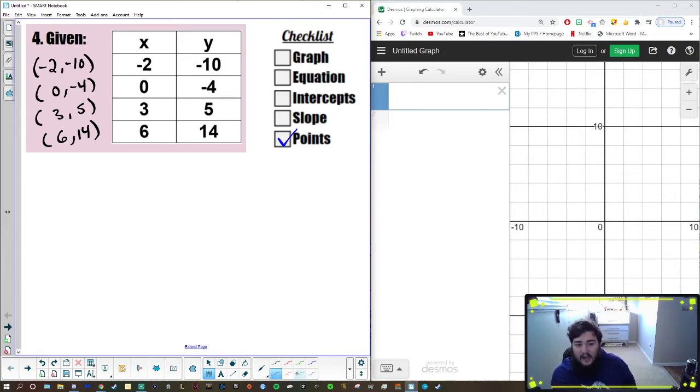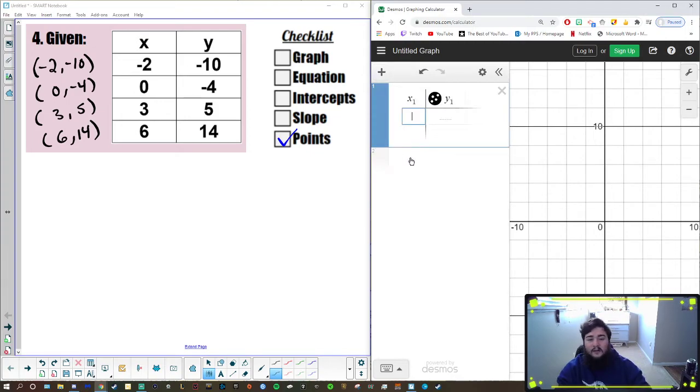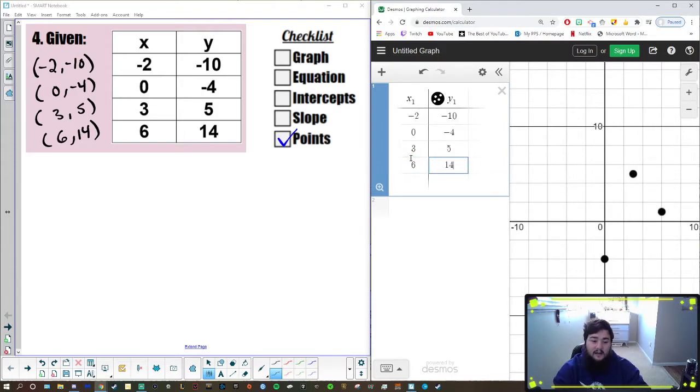The name of the game when we're trying to graph and write the equation of linear functions is to get it into Desmos. And right now we are good to go. We have a table, which means we should go over to Desmos, click our plus and add a table. Make sure you double check that you put every entry into your table correctly, because one missed negative sign, or one wrong entry could mean farewell to your problem.